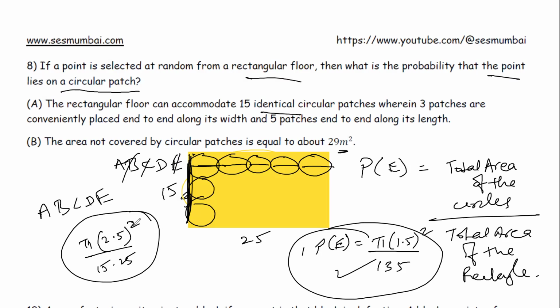2.5 into 2.5, right? So we multiply this by 100 and this by 100 to get rid of the decimal. So 25 will go into this 4 times, and this 25 and 25 cancel. So we get pi upon 15 into 4, right? Pi upon 15 into 4, correct?